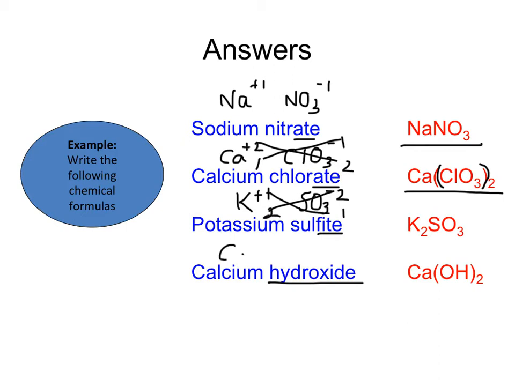And the last one, calcium is +2. Hydroxide is OH -1. Those two charge numbers are not the same. We're going to do the crisscross method, and once again I have to put a parentheses around the polyatomic ion if I need more of those ions in order to get neutrality. It does not matter that there is not a subscript on the OH itself. There always has to be a parentheses around the polyatomic ion if there's more than one needed in the compound.